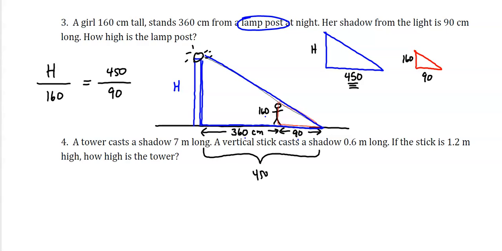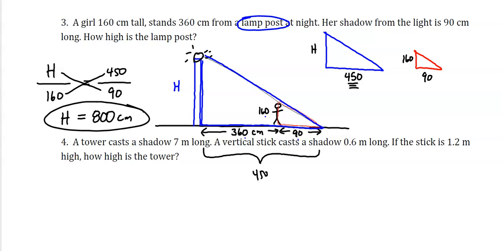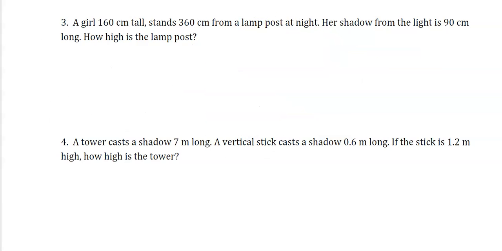And, you know, there's some different ways to attack this one. But if you just straight up cross multiply, it shouldn't be too bad. You end up getting, I put X down here, but you end up getting the height to be 800 centimeters. So number 3 is a tough one. Be careful on that one.